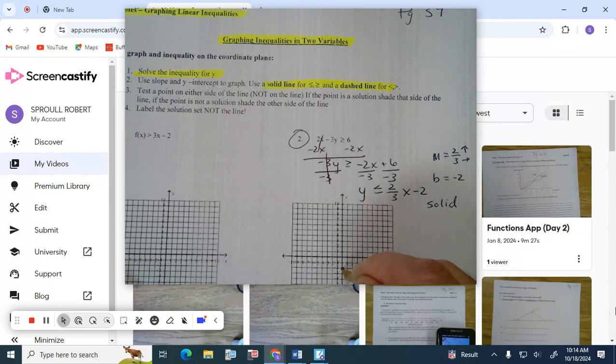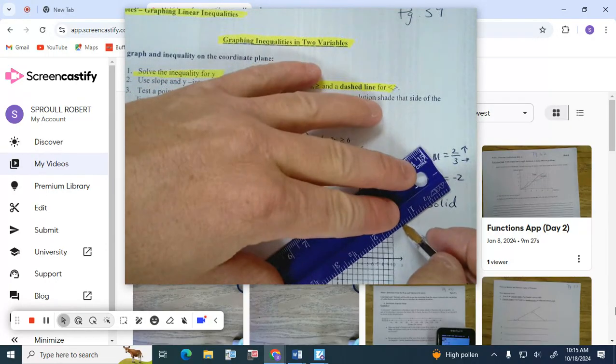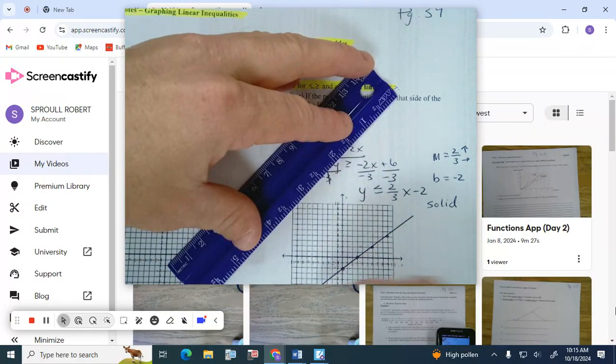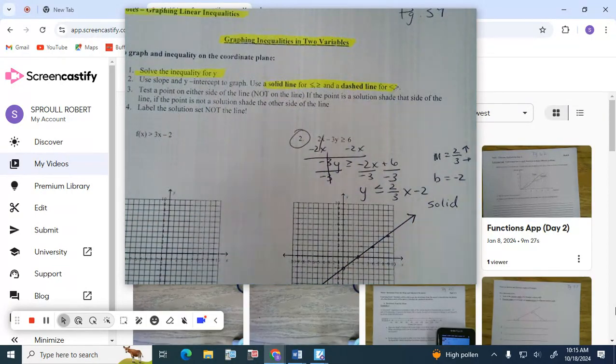I'm going to start at negative 2. You can do this on your own. Go up 2, right 3, up 2, right 3. And then I could go up 2, right 3 one more time if I want to. Now I know it's a solid line, so make sure you go right through those points. And that's your line y equals 2/3 x minus 2.